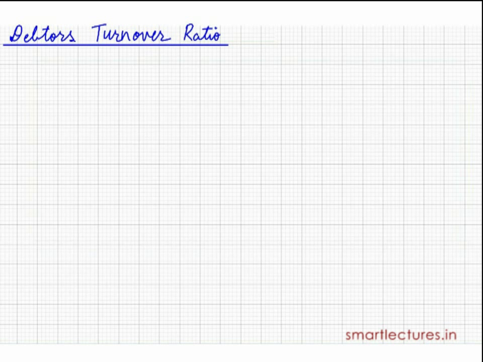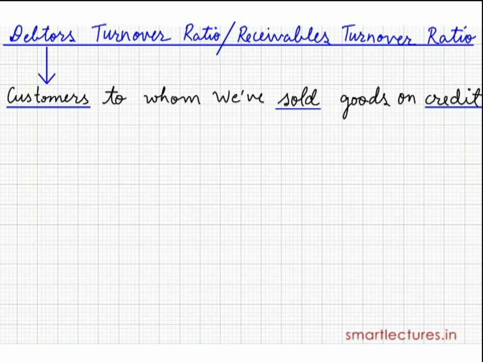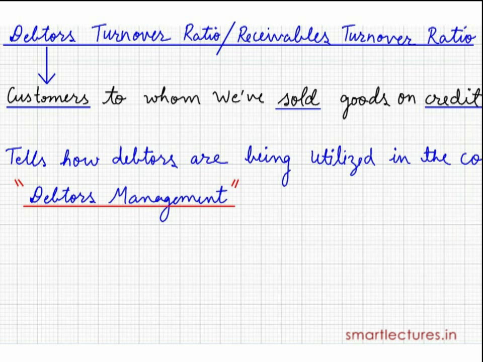Now we'll talk about debtors turnover ratio. It can be called receivables turnover ratio. So far as debtors are concerned, debtors means the customers to whom we have sold the goods on credit basis. Naturally, this relationship will tell you how the debtors are being utilized in the company. That is called debtors management. How efficient is the debtors management?